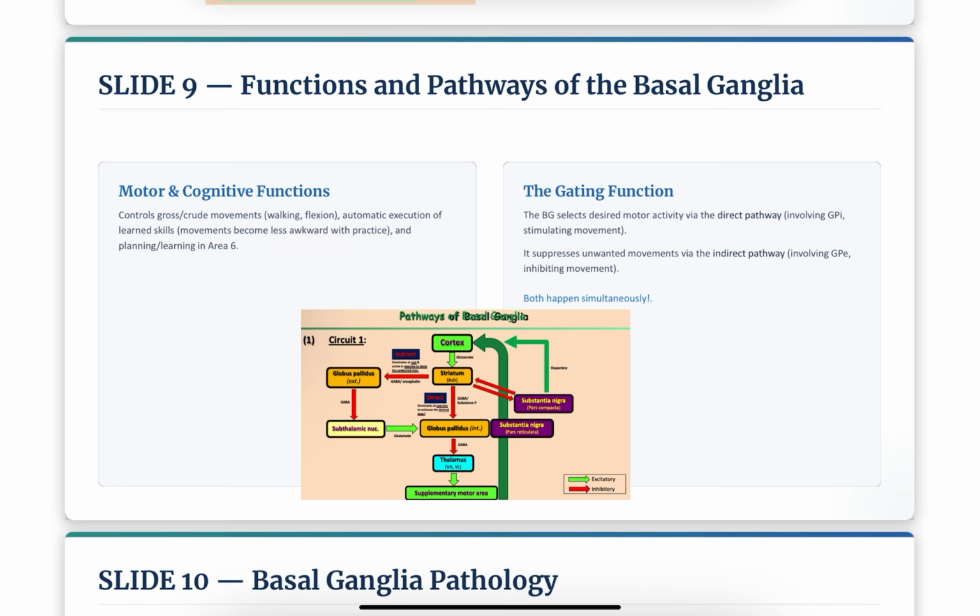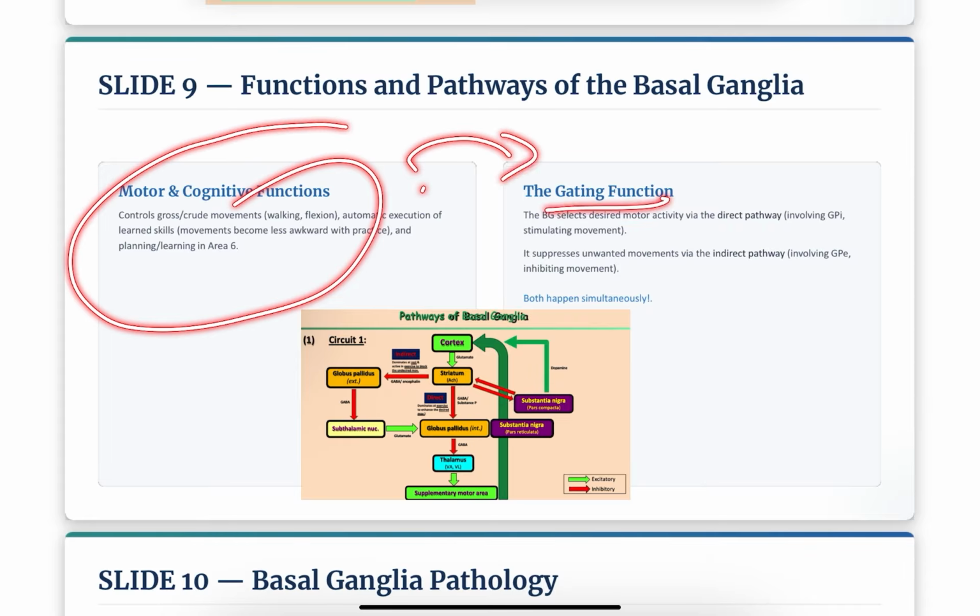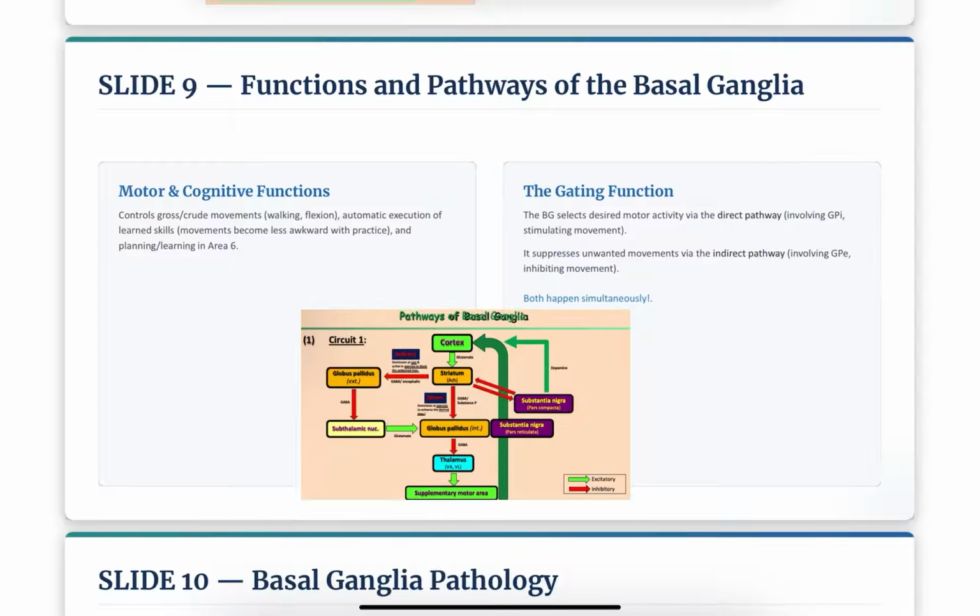So basically, when we first learn a movement, it may feel awkward for us. For example, the first time you're riding a bike, it would feel awkward for you, but with continuous practice, it will become automatic and less awkward. This is what I mean, execution of learned skills. So the basal ganglia are also involved in what? They're involved in planning and learning through area 6. But the key concept here, aside from this, is the gating function. So we need to think of the basal ganglia as deciding which movement should be allowed and which movement should be suppressed.